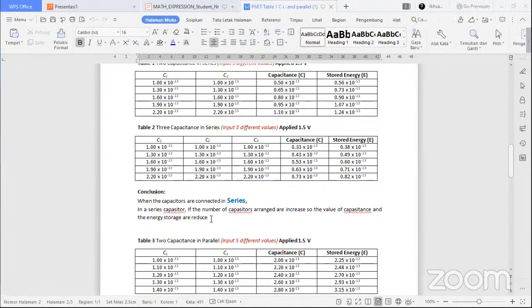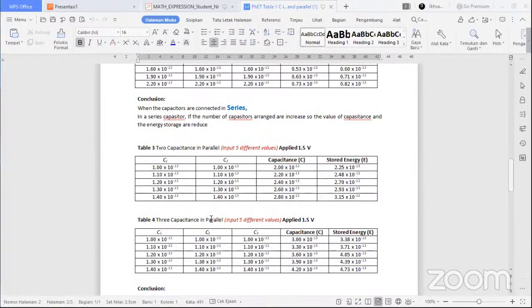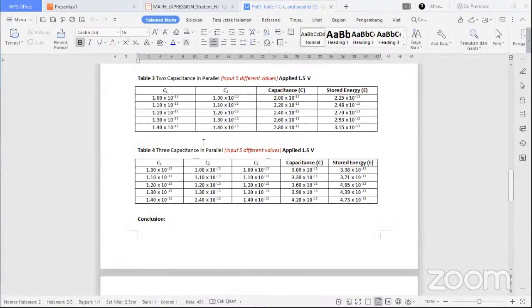Great. Okay, next, on table 3, two capacitors in parallel. In the first, we got 1 times 10 to the power minus 13. The capacitance is 2 times 10 to the power minus 13. And the stored energy is 2.25 times 10 to the power minus 13.